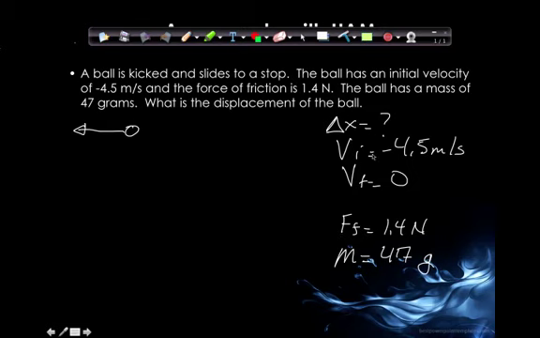All right, so I'm looking for displacement here. But just looking at this, I only have 2 motion variables. Remember, whenever we're dealing with motion, we're looking at those kinematic equations. We have to have at least 3 variables to solve for anything else. So we don't have enough information here. Now, it also tells us that the force of friction is 1.4 newtons and the mass is 47 grams. Looks like we might have enough information here to solve for something, and that something being acceleration.